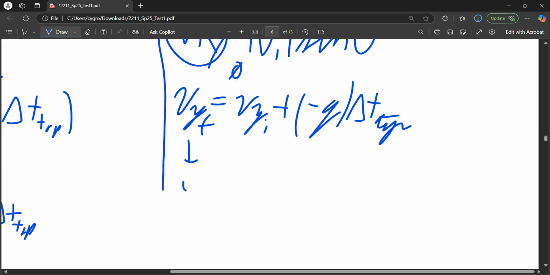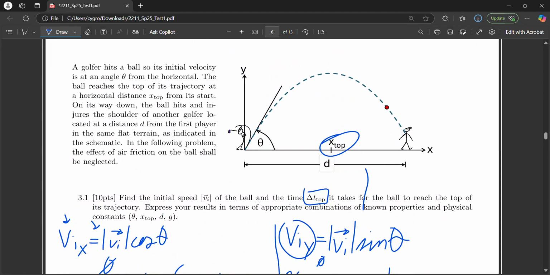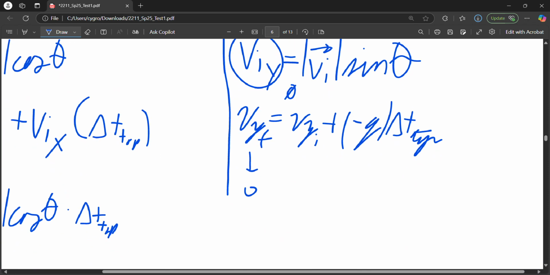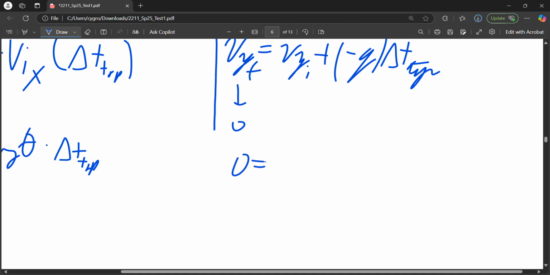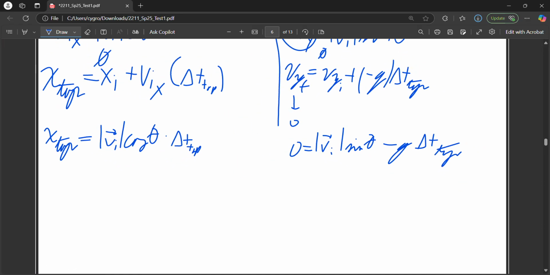Now if we plug in the values for this, our velocity at the top is 0, because if it was continuing to move, it would keep going straight up, and since we know that it stops here, this is the time where the velocity in the y direction is 0. So we have 0 equals what we found for our VYI, minus g times change in t top.